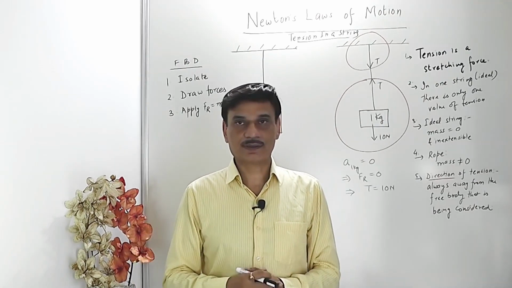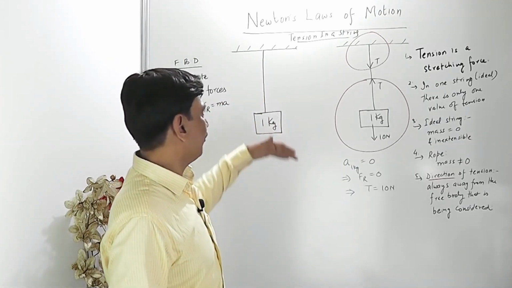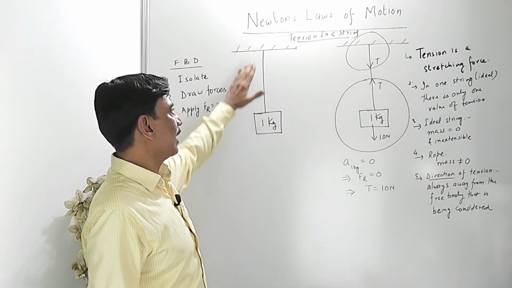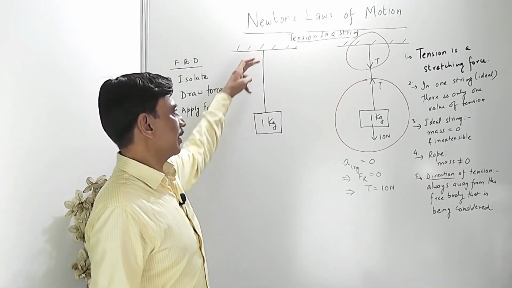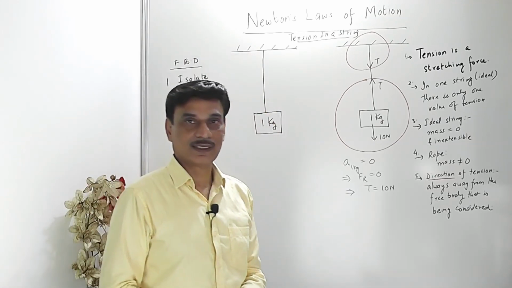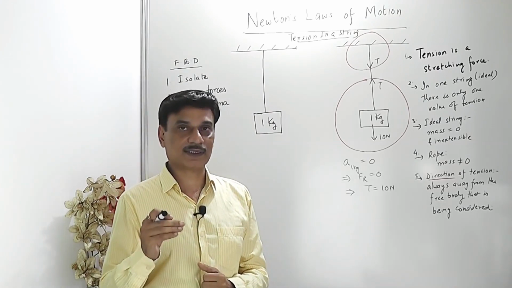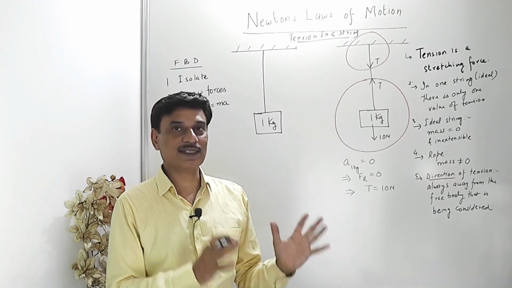To understand tension and its direction, let's take a simple example where, from a fixed support, we have a 1 kg block hanging with the help of a string. This is an ideal string. When we talk about the ideal string, it has mass equal to 0, no mass, and it is inextensible. So this is an ideal string.